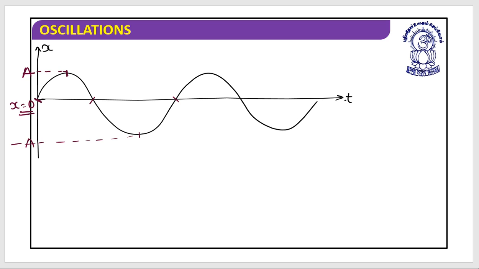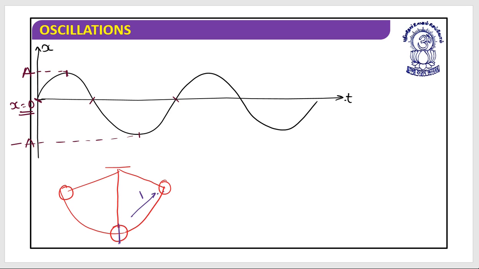So take the case of a simple pendulum to understand this. Let's suppose this is the mean position of a simple pendulum, and it is performing an SHM. It will go up to this point, and on this side it will go up to this point. So from this mean position, it reaches the maximum position. This is probably the first motion.